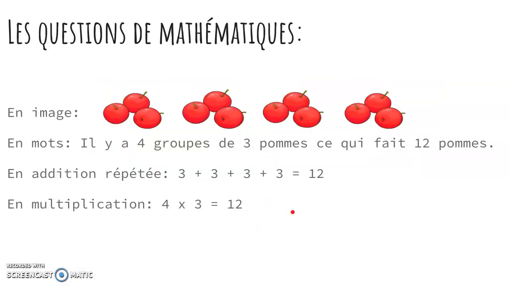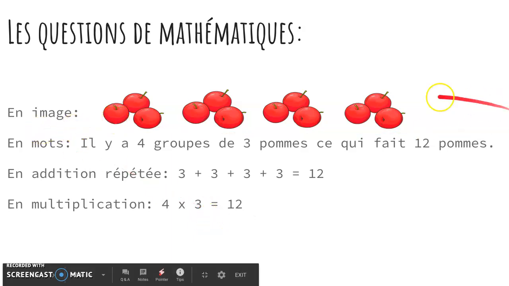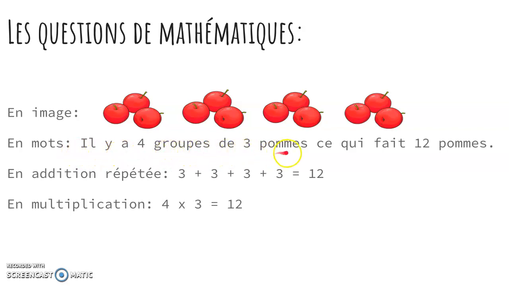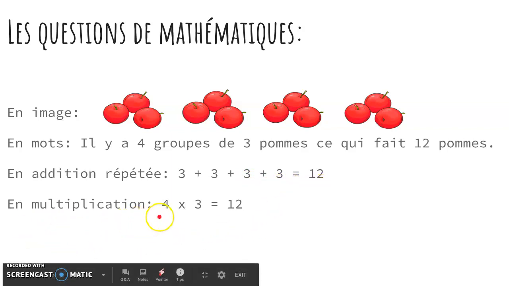So now we're going to look at how we can use these to make different multiplication questions. So in pictures, we have the picture here. We've already seen that. In words, we would say there are 4 groups of 3 apples, which makes 12 apples. If we're using repeated addition, we would say 3 plus 3 plus 3 plus 3 equals 12. And if we're writing down multiplication, it would be 4 times 3 equals 12. 4 groups of 3 apples makes 12 apples. 4 times 3 equals 12.